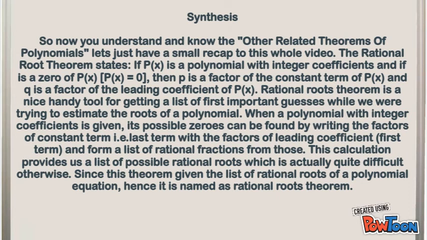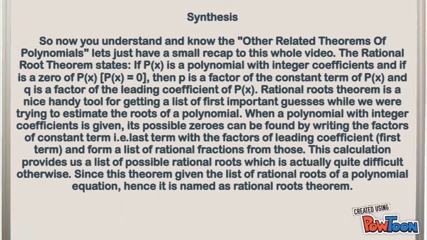The rational root theorem states, if p(x) is a polynomial with integer coefficients, and p over q is a zero of p(x), so that p(x) equals 0, then p is a factor of the constant term of p(x) and q is a factor of the leading coefficient of p(x). The rational roots theorem is a nice handy tool for getting a list of first important guesses while we are trying to estimate the roots of a polynomial.